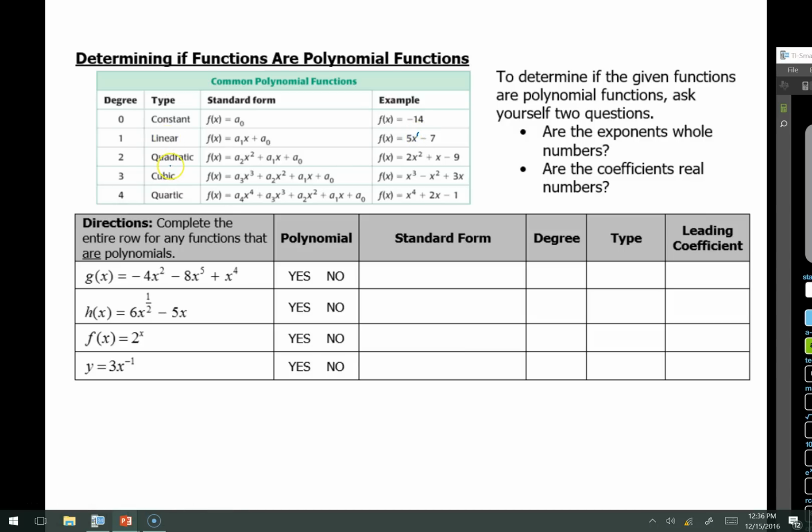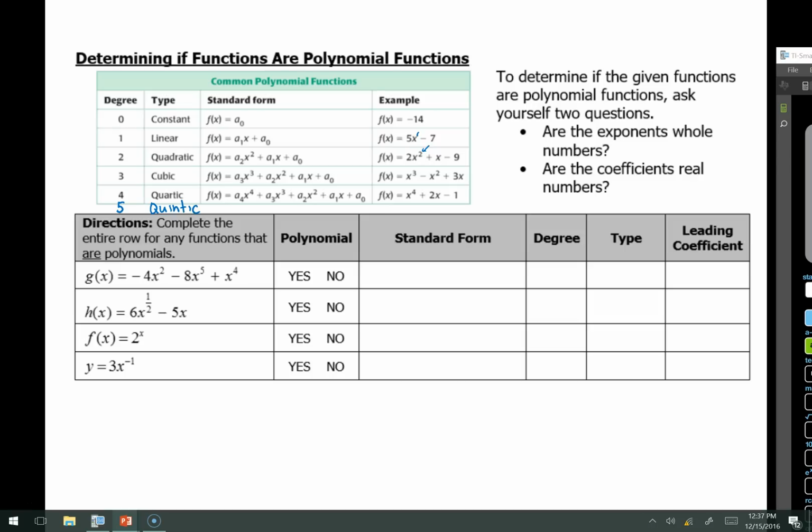A quadratic, that's what we just studied in the last chapter, that's an x to the second power. The degree of a cubic is 3, meaning it's to the third power, and a quartic is a degree 4, so that means it's to the fourth power. I also want to add on to this list that a fifth degree polynomial is known as a quintic.